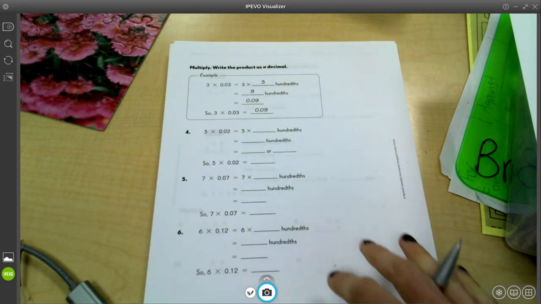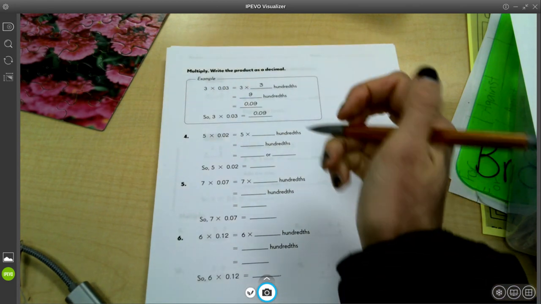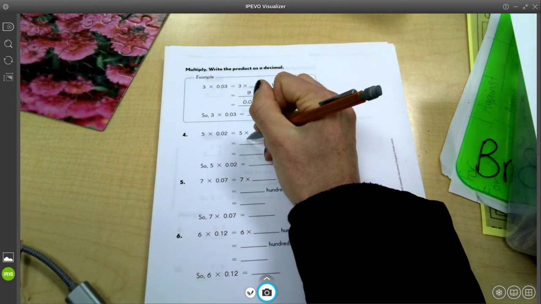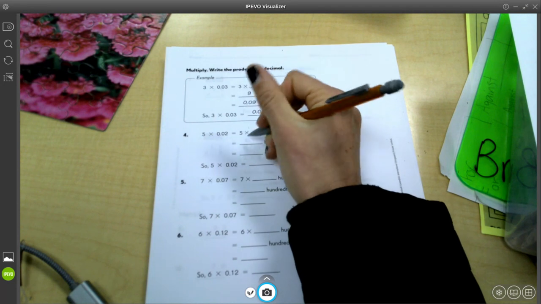All right, now we're multiplying by hundredths. So again, a hundredth is small. So if I take 3 hundredths, I'm not going to get a very large number. I'm only going to end up with 9 hundredths, right? 5 times 2 hundredths is 10 hundredths, not 4. This person needs to remember how to multiply.